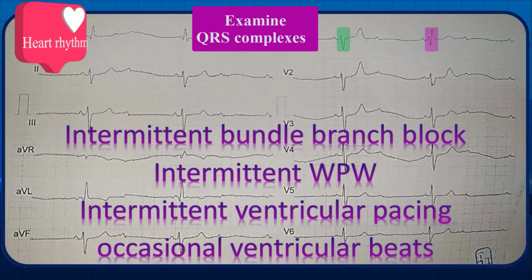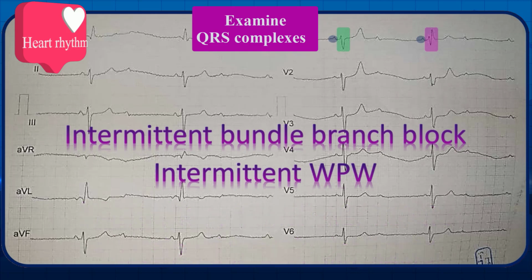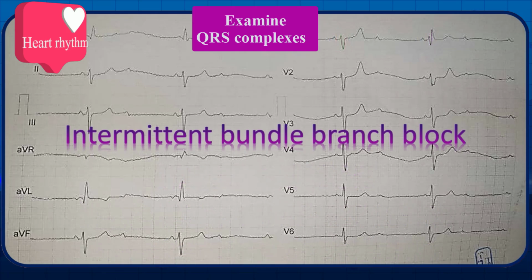If a P-wave precedes the QRS complex, intermittent bundle branch block or intermittent WPW is the case. Here are obvious P-waves preceding the QRS complexes. So, ventricular pacing and ventricular beats are not probable. On the other hand, there are no delta waves. Therefore, the cause of intermittent broad QRS complex in this strip is intermittent bundle branch block.